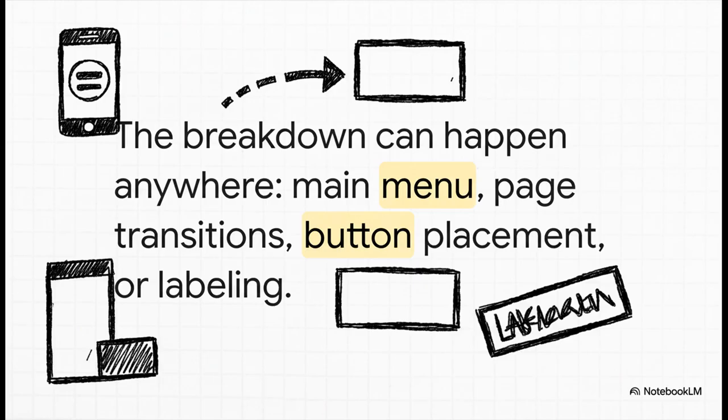And the tricky part is that the problem could be hiding in plain sight. You have to look at the entire journey, from start to finish. Is it the main menu, the way one page flows to the next? Could it be where you put a really important button? Heck, it could even be the words you chose for your labels. Everything is a potential clue.